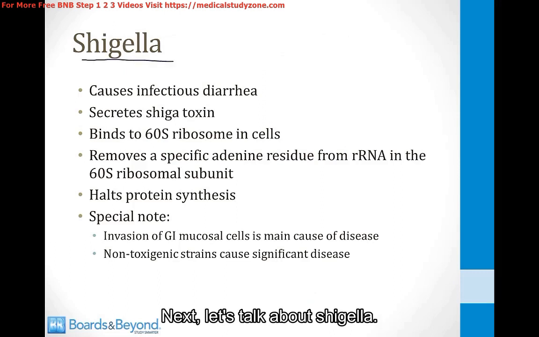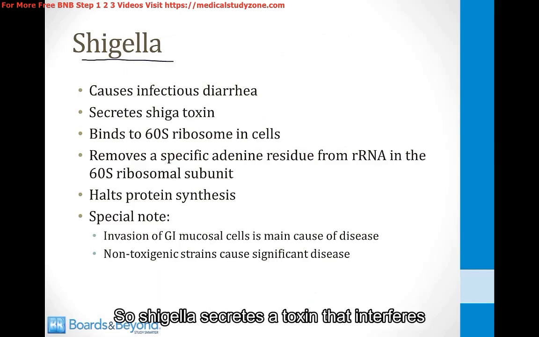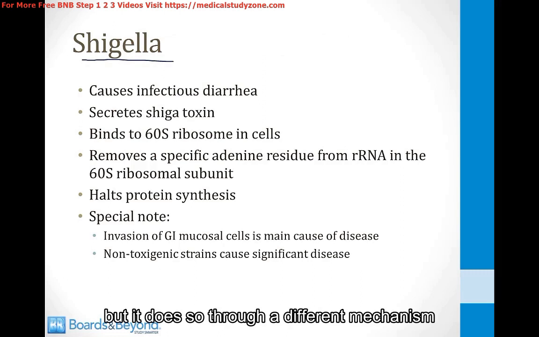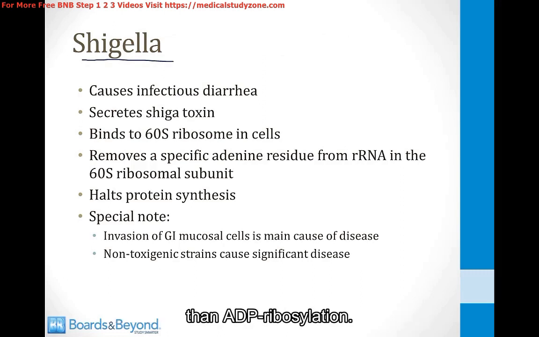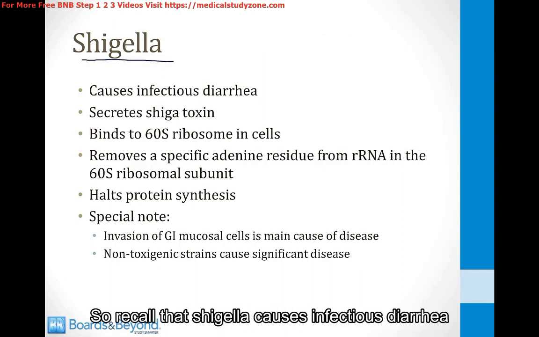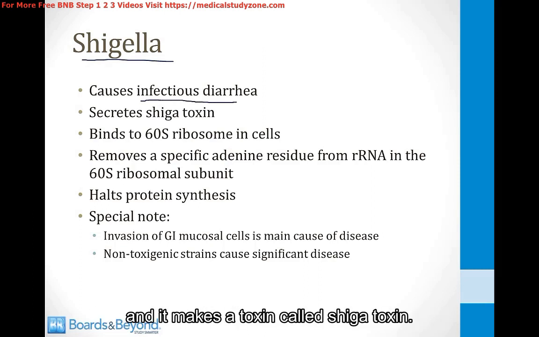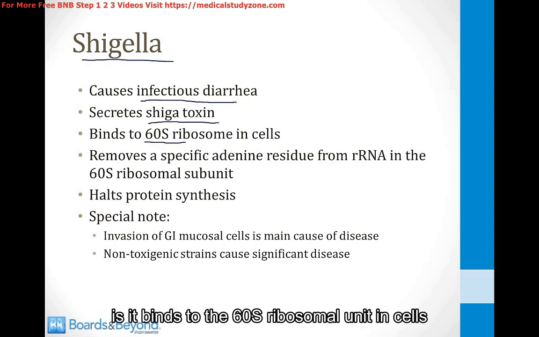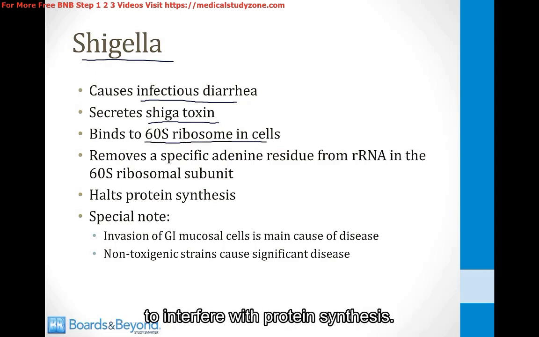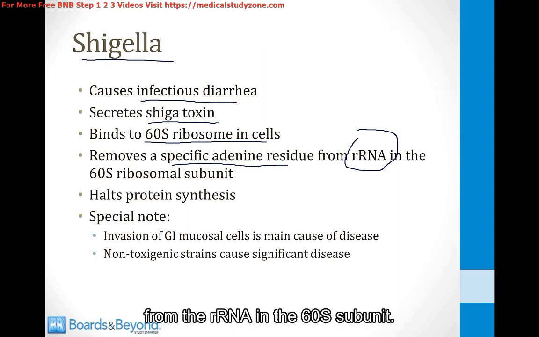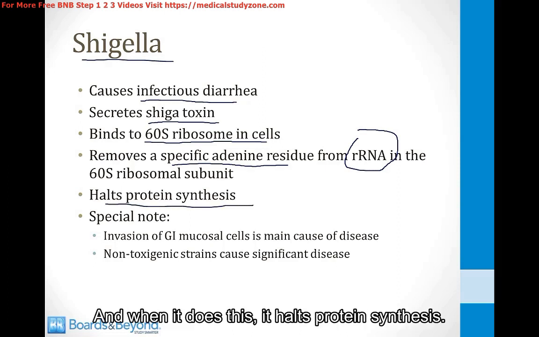Next, let's talk about Shigella. So Shigella secretes a toxin that interferes with protein synthesis, but it does so through a different mechanism than ADP ribosylation. So recall that Shigella causes infectious diarrhea, and it makes a toxin called shigatoxin. And what shigatoxin does is it binds to the 60S ribosomal unit in cells to interfere with protein synthesis. When shigatoxin binds this unit, it removes a very specific adenine residue from the rRNA in the 60S subunit, and when it does this, it halts protein synthesis.